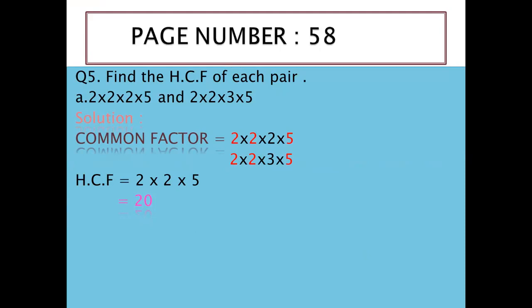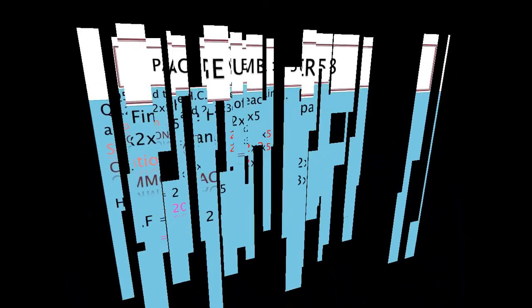The first part is 2 multiplied by 2 multiplied by 2 multiplied by 5 and 2 multiplied by 2 multiplied by 3 multiplied by 5. I highlight the common factors for you in this. You see which numbers are common: 2, 2, 5. Common factors are 2, 2 and 5. So the HCF will be 2 multiplied by 2 multiplied by 5. 20 will be the HCF of these broken down prime numbers.